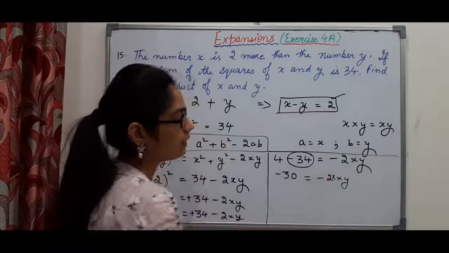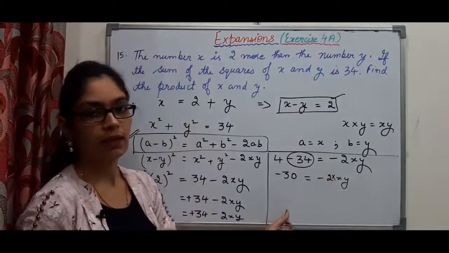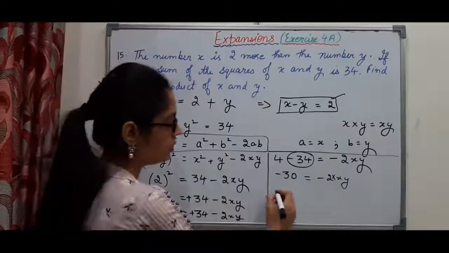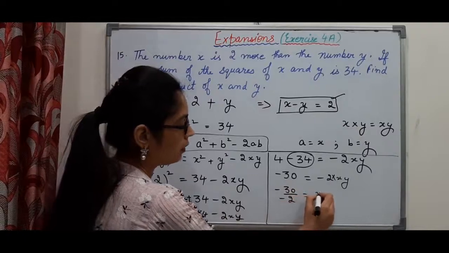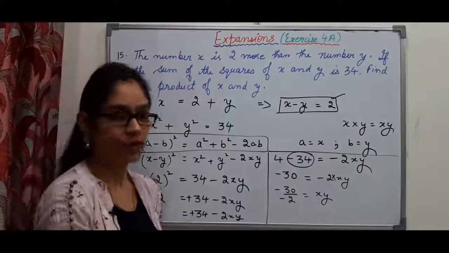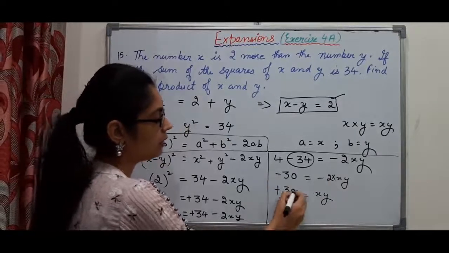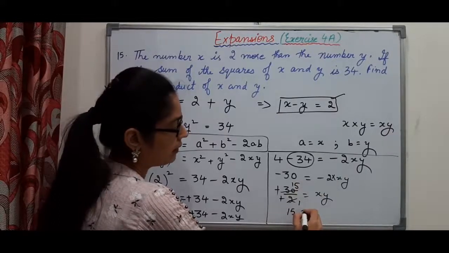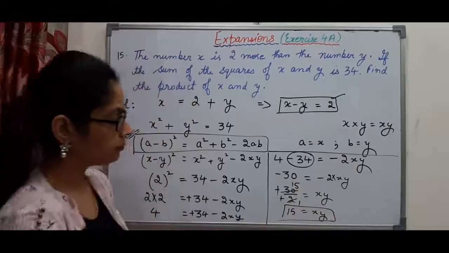So this 2 is getting multiplied by xy. This also we have to shift to the other side, because our main motive is to find the value of xy. So minus 30 by minus 2, because minus 2 is getting multiplied on this side. So on changing the side it will get divided. Minus and minus will get cancelled. 2 into 1, 2 into 15. So 15 by 1, 15 only I can write. So xy is equal to 15.